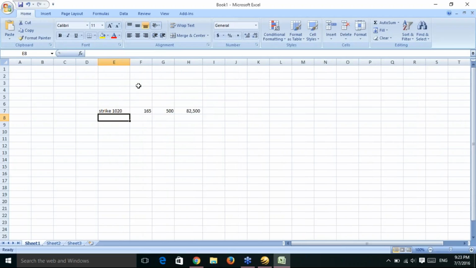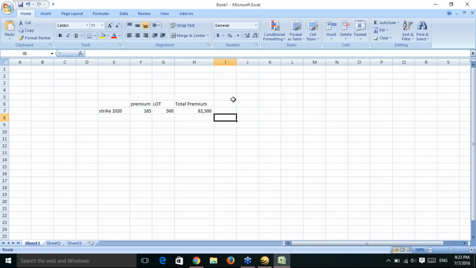So your premium would be 165. The lot size is 500. So the total premium you would be paying is 82,500 to buy one lot. And what would be your break even? The break even point would be around the strike price.